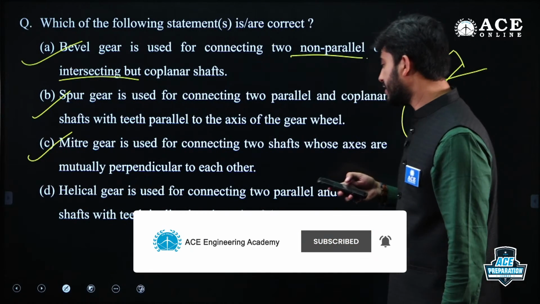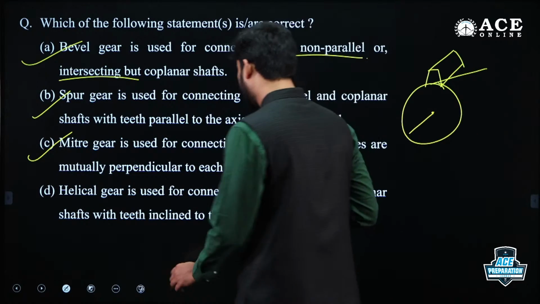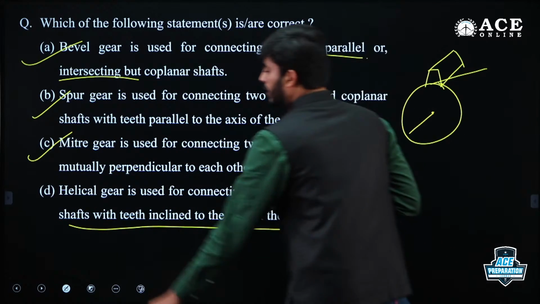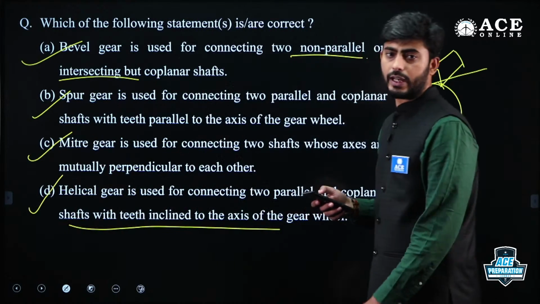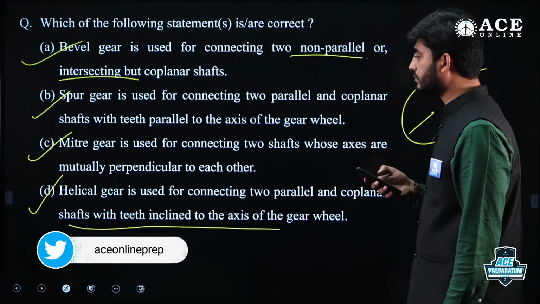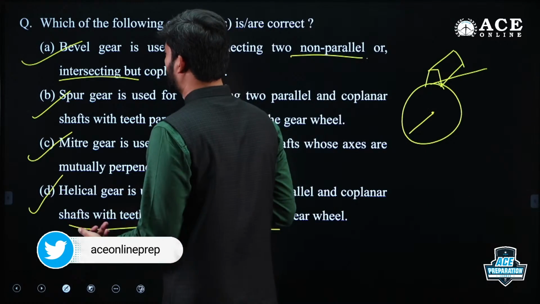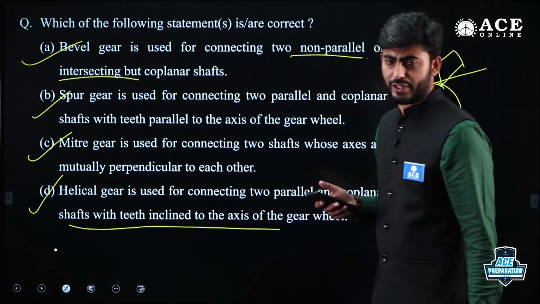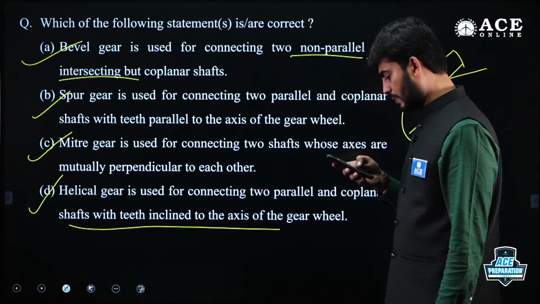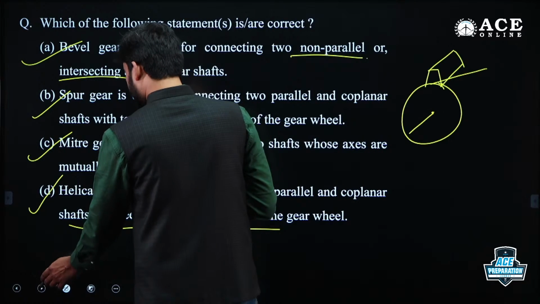And next is helical gear is used for connecting two parallel shafts and coplanar with teeth inclined to the axis of gear wheel. Okay. Option D is also correct. So this is one of the possibilities in the MSQ type question. Right. Moving to next question, guys.